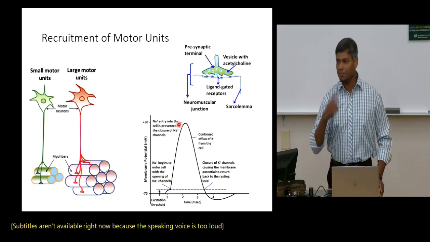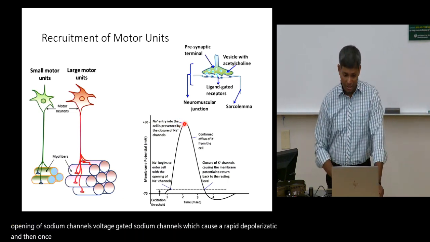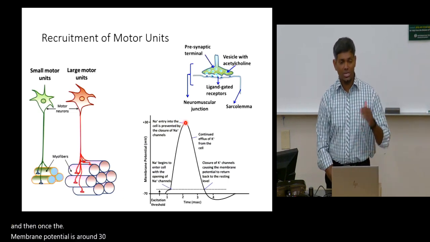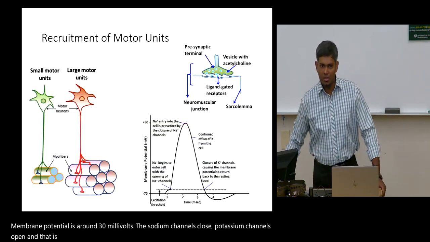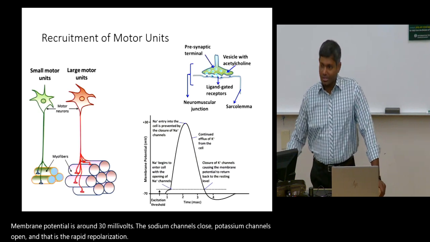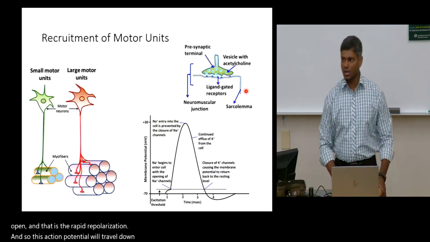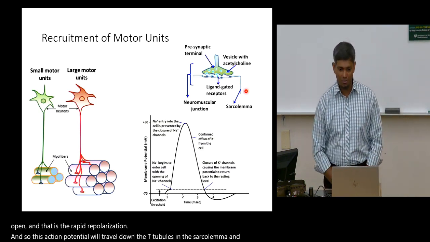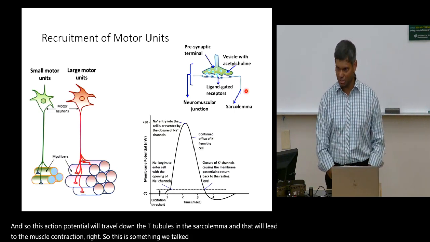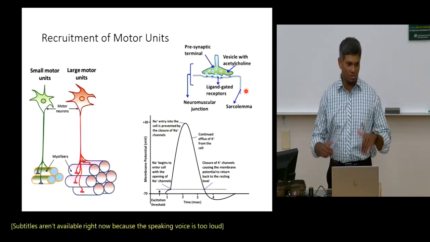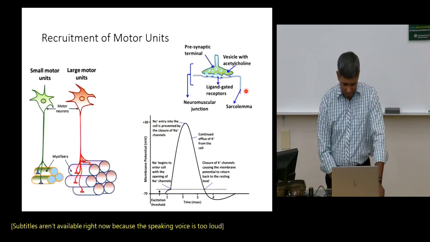Once that threshold is reached, it causes the opening of voltage-gated sodium channels, which cause a rapid depolarization. And then once the membrane potential is around 30 millivolts, the sodium channels close, potassium channels open, and that is the rapid repolarization, right? And so this action potential will travel down the T tubules in the sarcolemma, and that will lead to the muscle contraction, right? This is something we talked about in the excitation contraction coupling, and I just want to repeat it in the context of the motor unit recruitment.